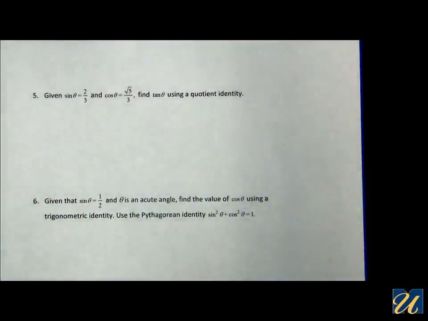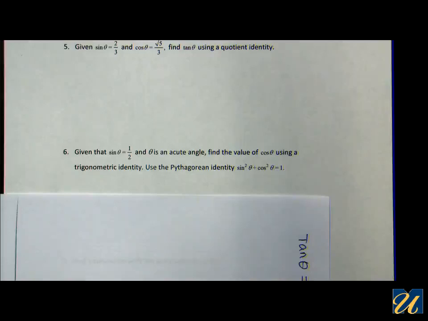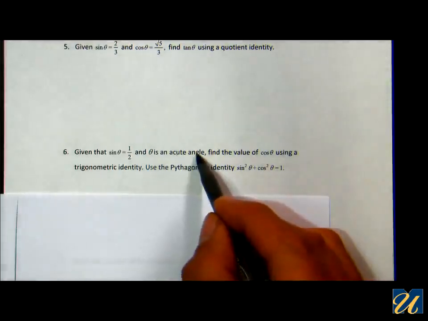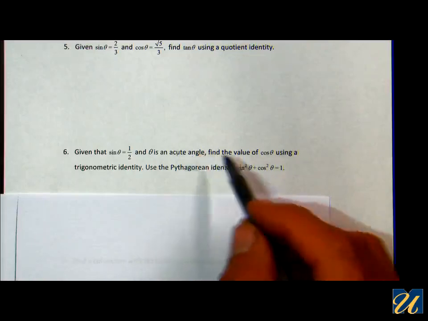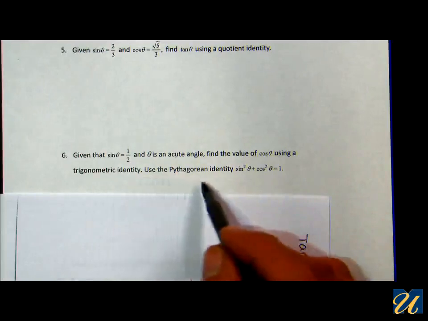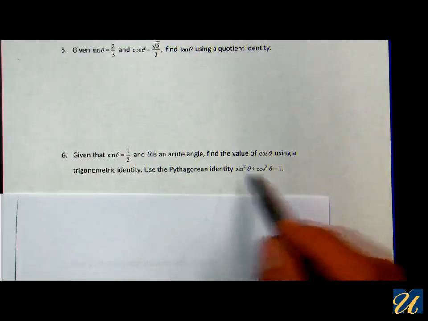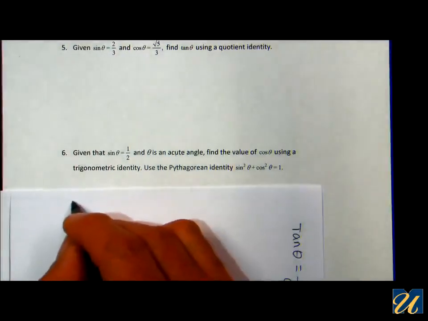Problem number 6. Given that sine theta equals a half, theta is an acute angle. That means less than 90 degrees. So you're in quadrant 1 right there. Find the value of the cosine of the angle using the trigonometric identity, the Pythagorean identity. Sine squared plus cosine squared is 1. Okay, so let's get the identity.